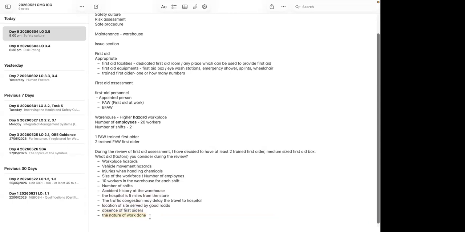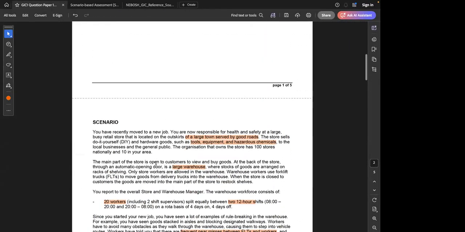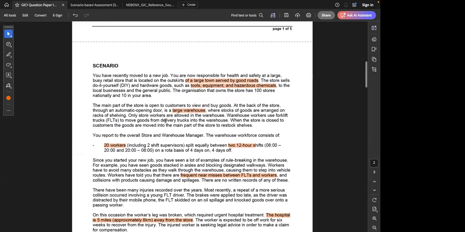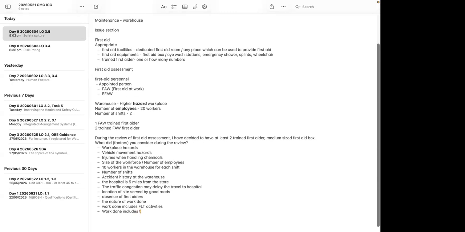Okay. So under nature of the work done, you can also be a little more specific. For example, work done includes FLT activities. Or there is a truck delivery. So work done includes delivery trucks, right? Yeah. So work includes truck deliveries. So all these are the range of answers that we could consider for 10.